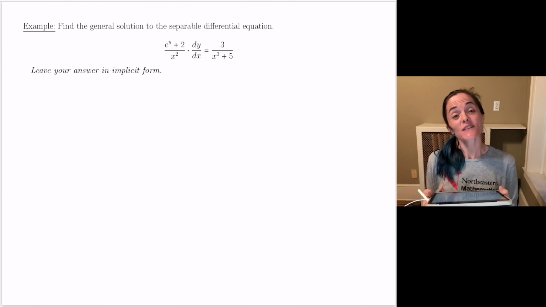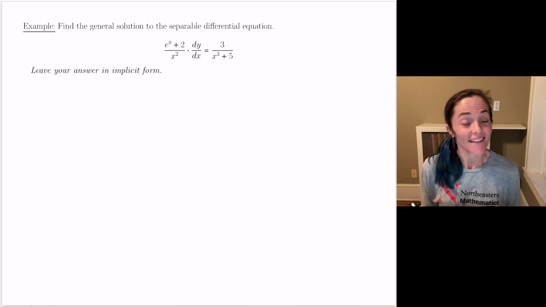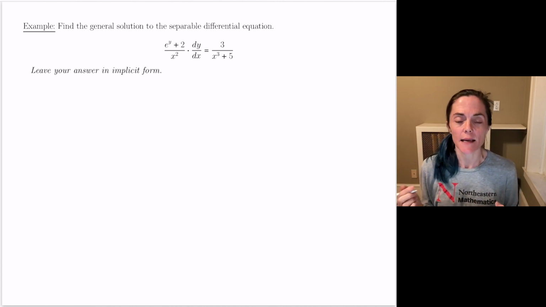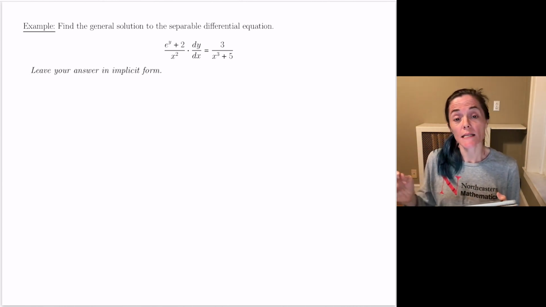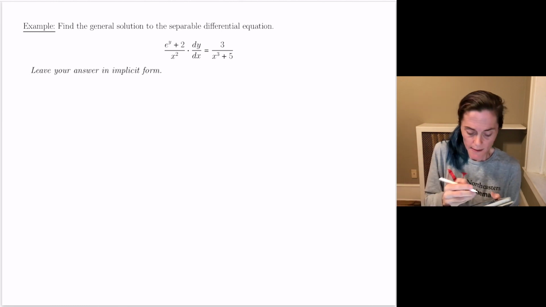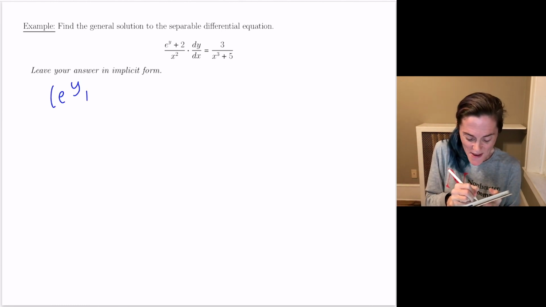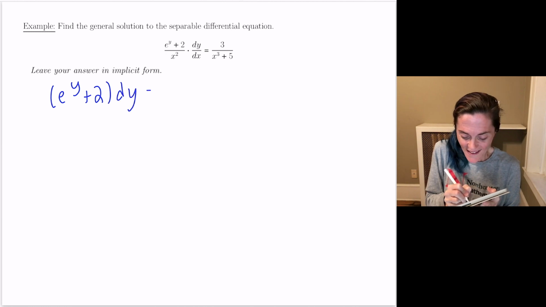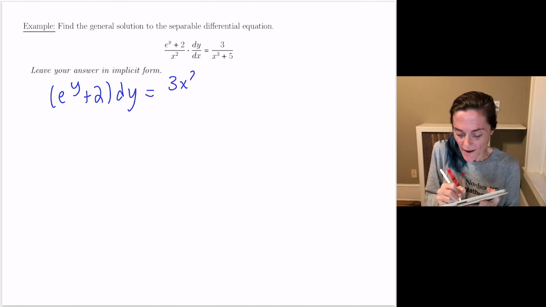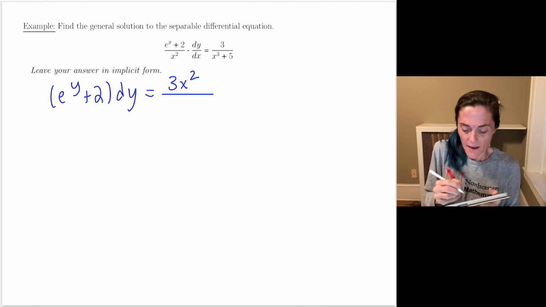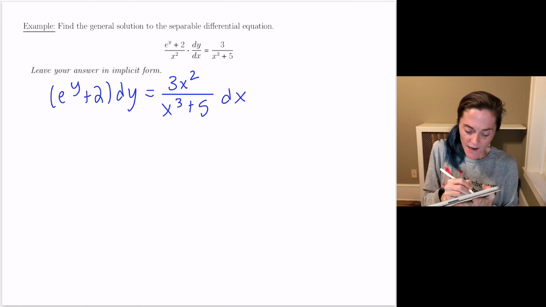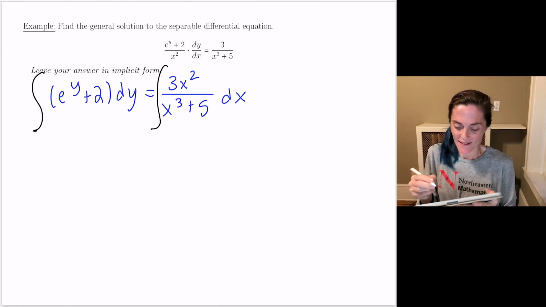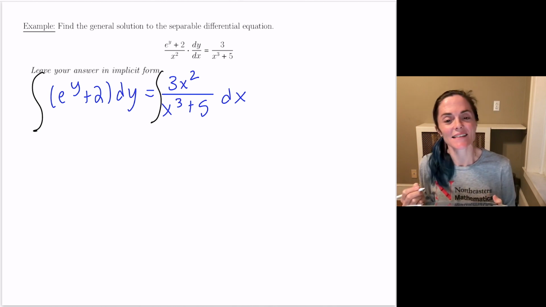Last one, general solution to a separable differential equation. Leave your answer in implicit form. We've done one like this, but here's another example. Okay, well, let's multiply both sides by x squared dx. Here we will have e to the y plus 2 dy. Here we will have 3x squared divided by x cubed plus 5 dx. Integrate with respect to y, integrate with respect to x.